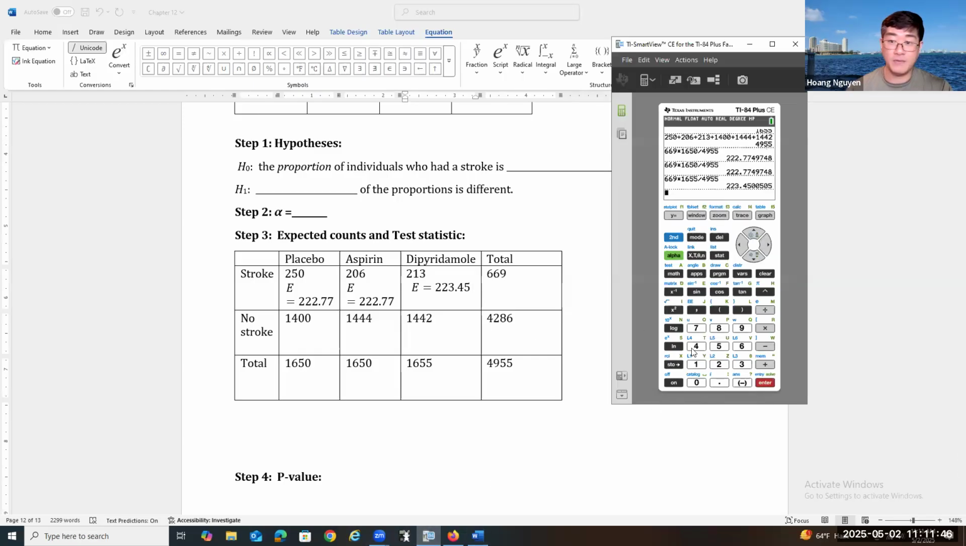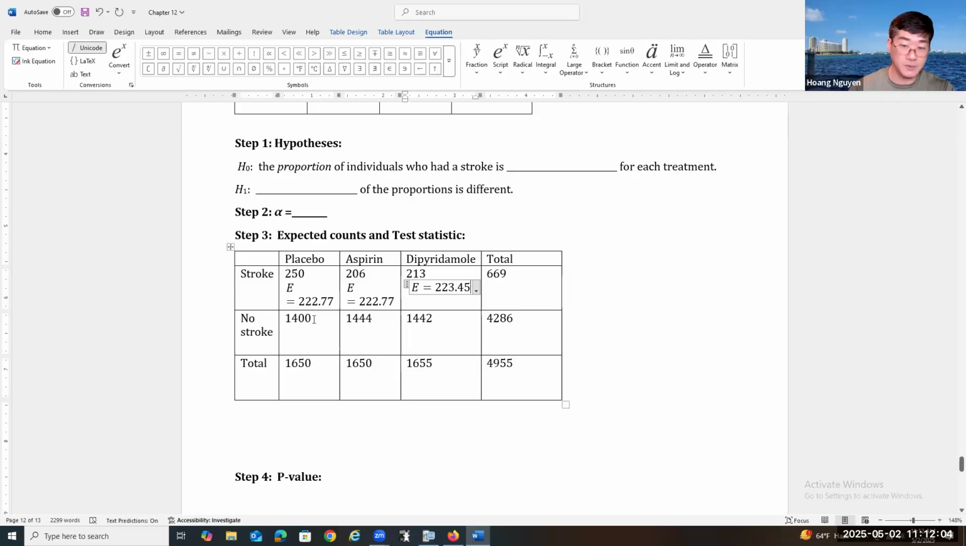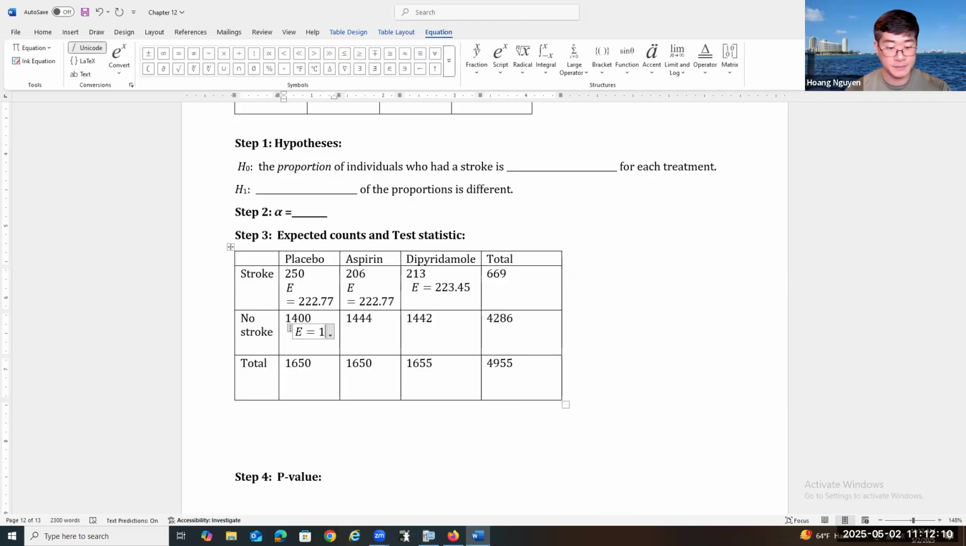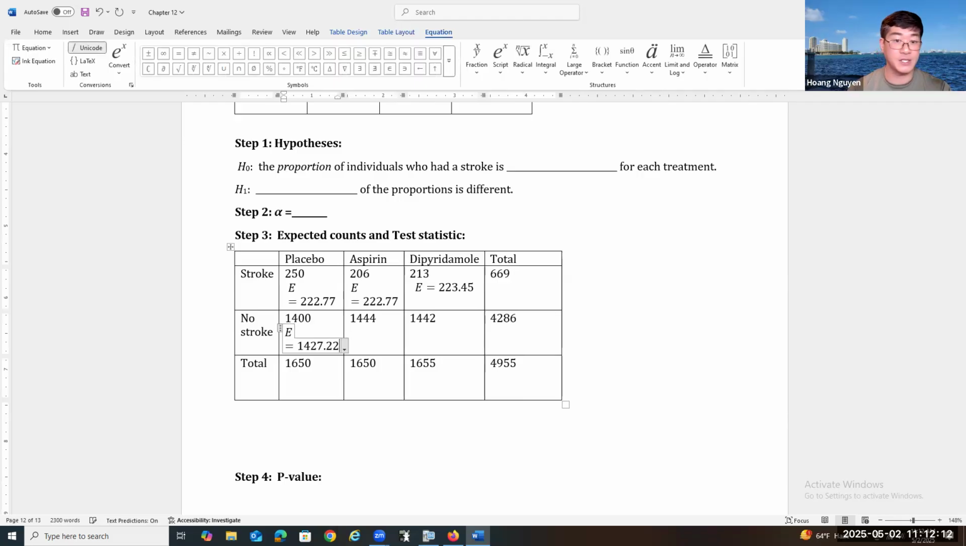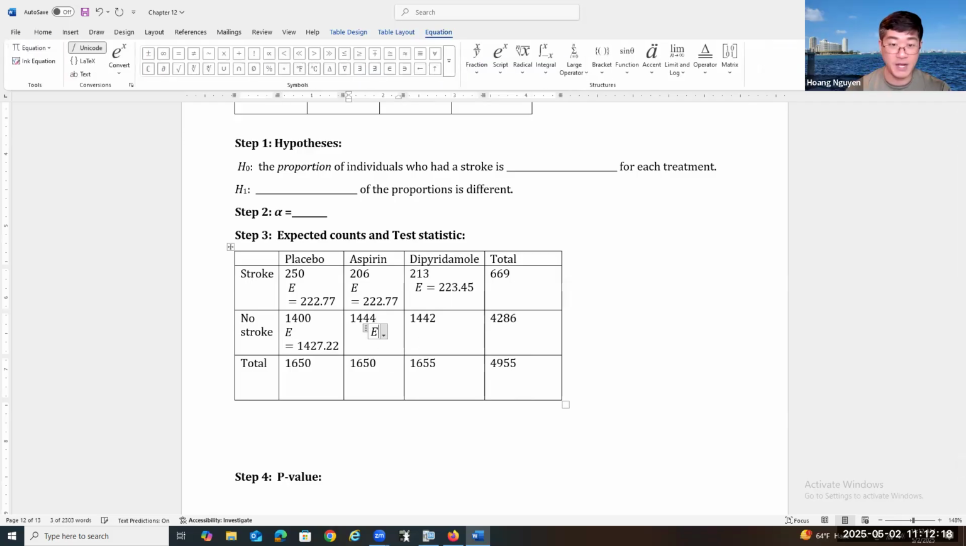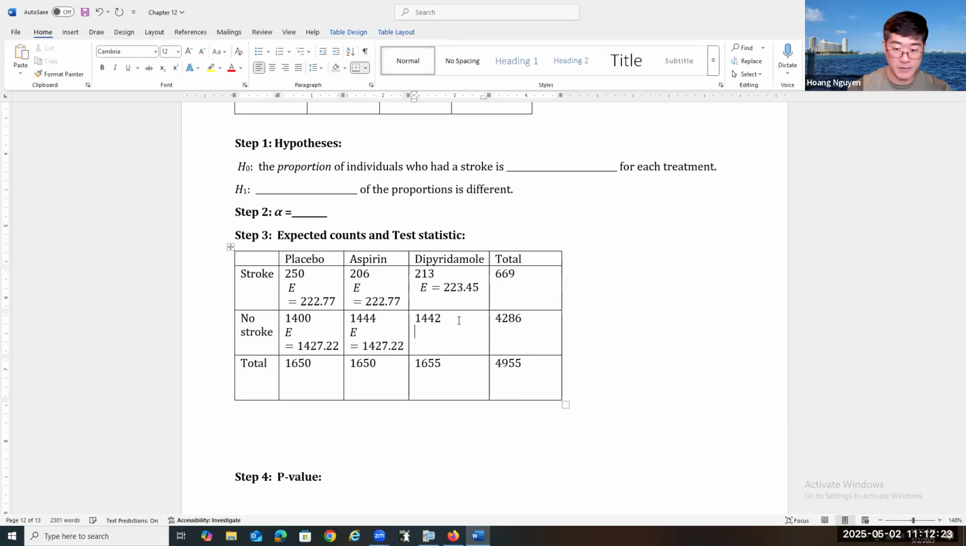Now, similar idea, we can complete the second row. The row total 4286 times 1650 divided by 4955 is 1427.22. The next calculation will be the same also, so this expected value will also be 1427.22.